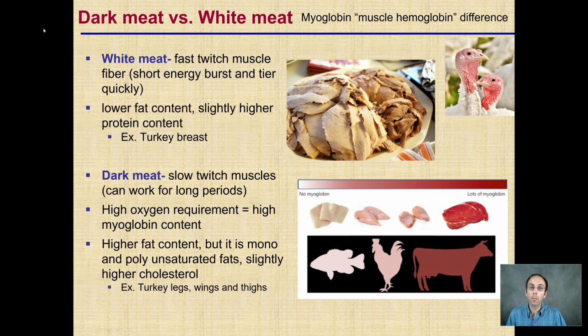Lastly, dark meat versus white meat. White meat is fast twitch muscle fibers, short energy bursts, and they tire a lot quicker. They have lower fat content and slightly higher protein content. For example, the turkey breast would be an example of that.